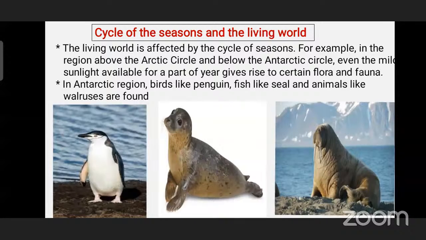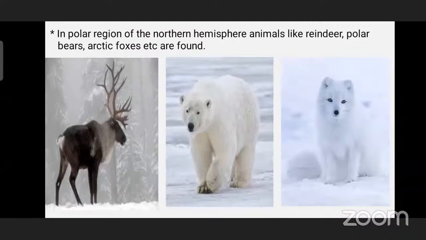So this region is called the Antarctic region. Here you can find birds like penguins, fish like seals, and animals like walruses. So why are these animals found only there? Because it is very cold, and these animals can survive in that region. And in the next slide we are going to see which animals are found in the Arctic region.